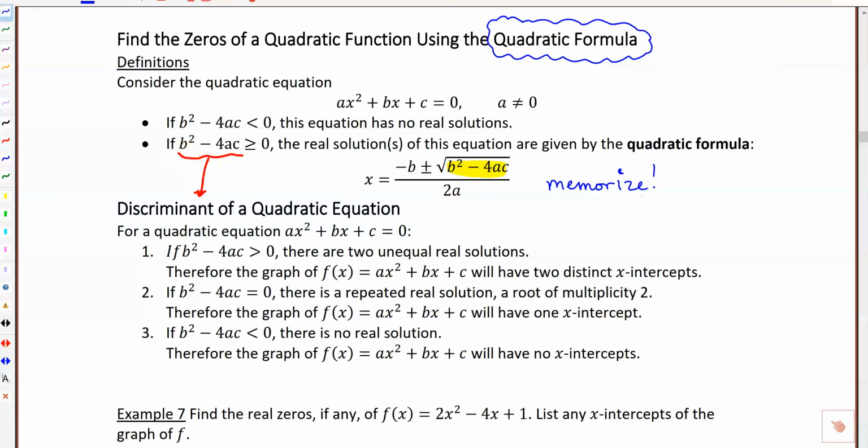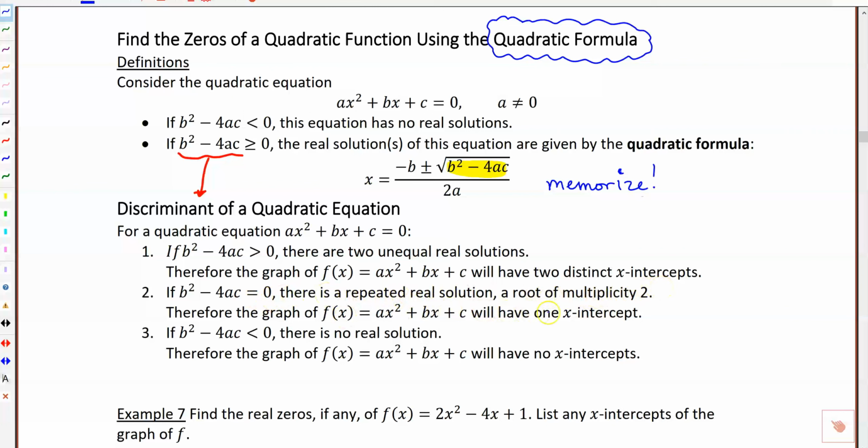Based upon what's going on with the discriminant, we can tell what's going to happen with the solutions to our quadratic equation. So as we had mentioned before, if b squared minus 4ac is less than 0, then there are no real solutions. Therefore the graph of the function will have no x-intercepts. Now, if your discriminant b squared minus 4ac is equal to 0, then there's going to be a repeated root, a repeated real solution. So your root is going to have multiplicity 2.